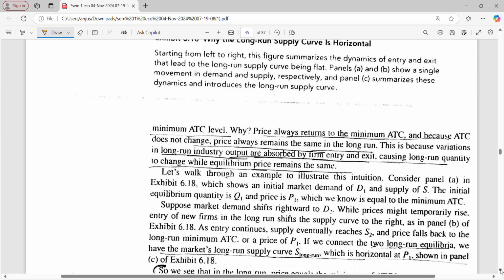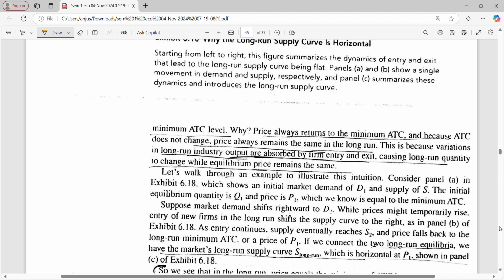So next, here we see in the long run price is equal to the minimum of ATC because of entry and exit. So that graph will help you, or you just look for that graph. Because identical firms stand ready to enter or exit the industry in the long run, as much quantity as necessary can be produced at the minimum ATC.